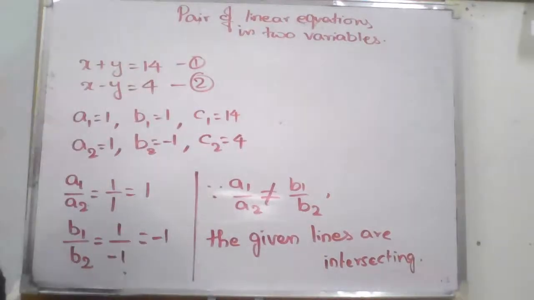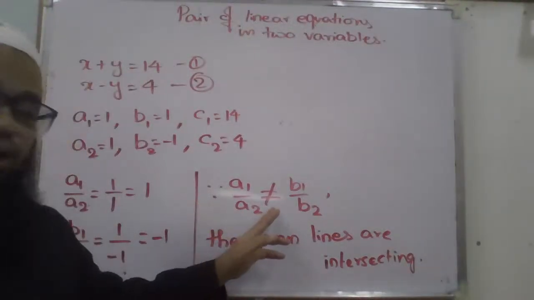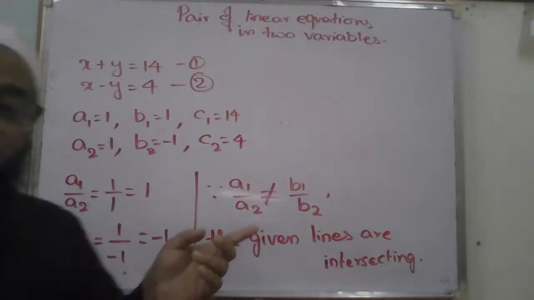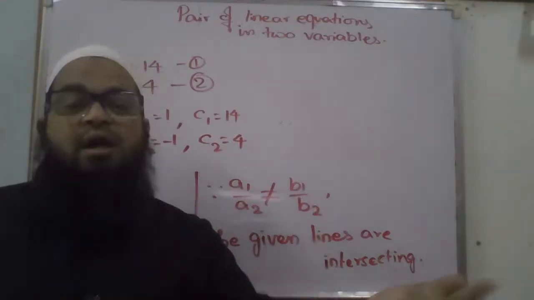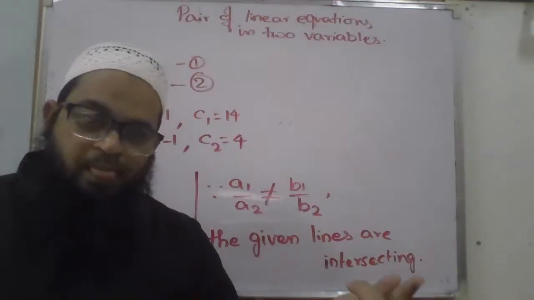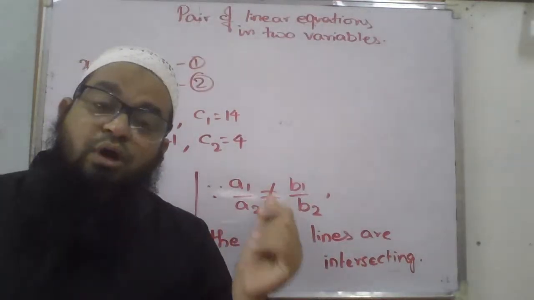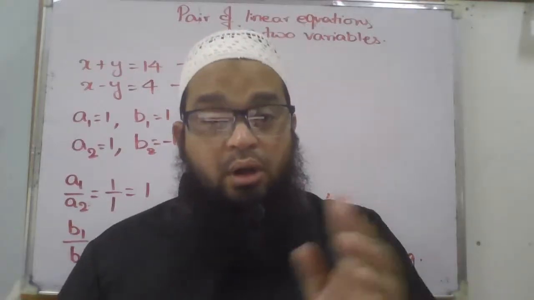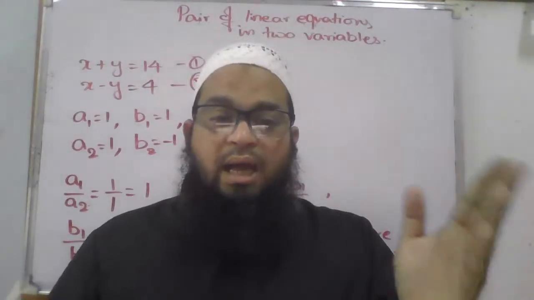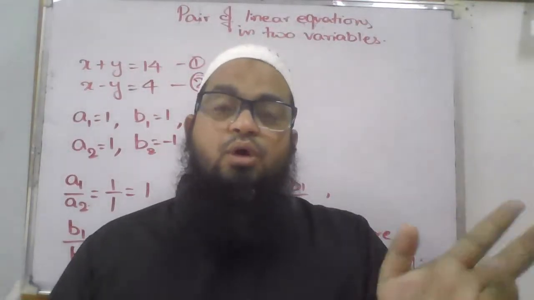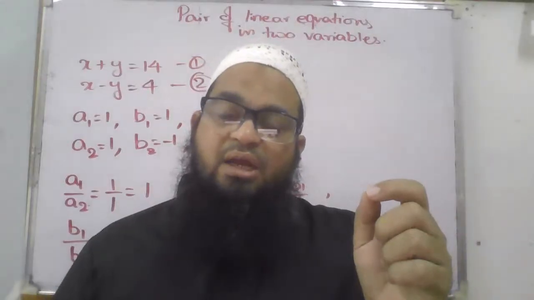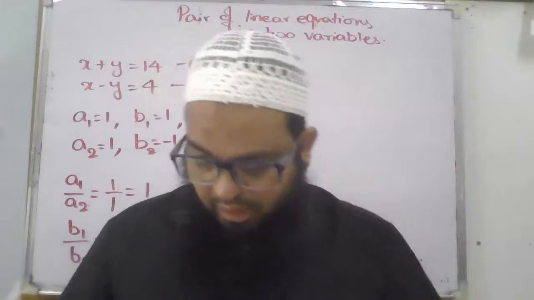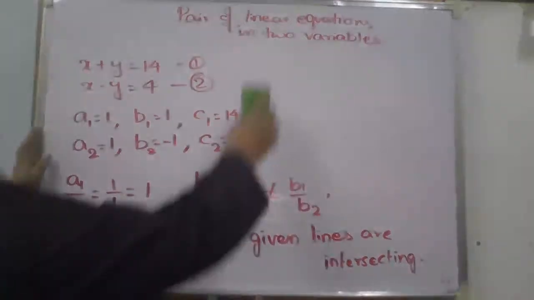My dear students, if a1 by a2 and b1 by b2 are equal, then you try to find c1 by c2. Understood? Otherwise no need. If c1 by c2 is also equal to a1 by a2 and b1 by b2, then the lines are coincident, and if c1 by c2 is not equal, they are parallel lines, right? So let us do one example for that also.